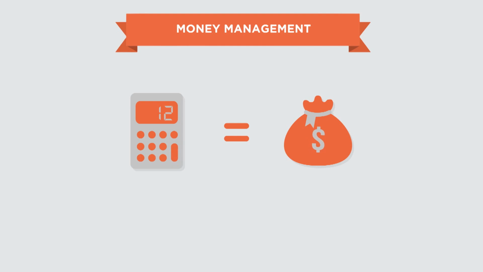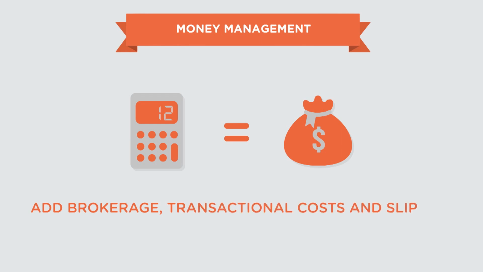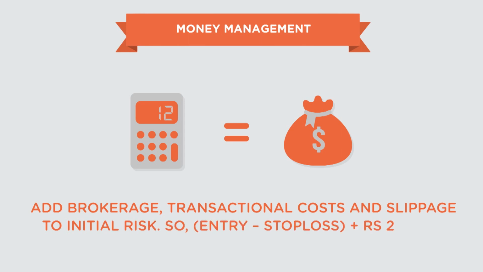Also, one important point about money management. When you're calculating risk, don't simply subtract the entry point minus the stop loss to get risk. You will have to add overhead costs, just like any other business does. That's your brokerage and transactional costs, slippage, and filter. That will be your real risk, and you need to multiply that by 2 to get your target.